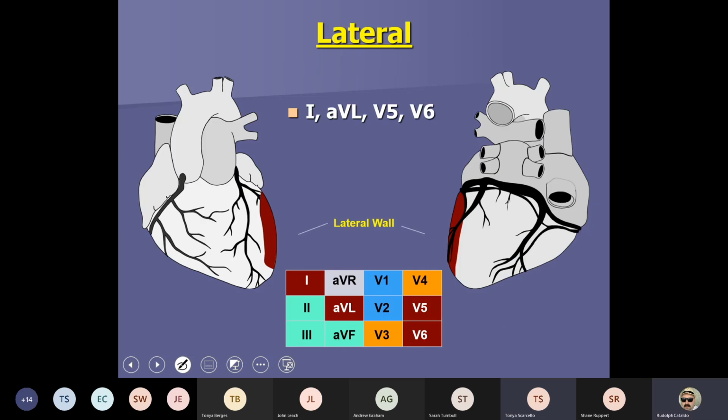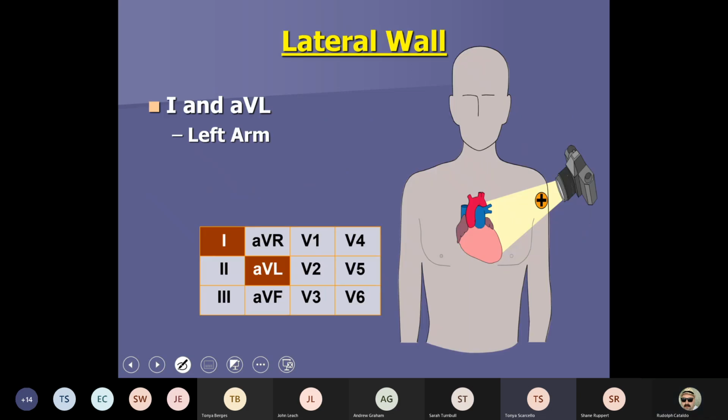So, inferior wall MI obviously looks at the right coronary artery. We have the opposite side, which is our lateral, which looks at our left circumflex. That's our artery here that wraps around. LCX is how it's abbreviated, left circumflex. Here we are looking at leads 1, AVL, V5, and V6 for potential LCX involvement. That's how the camera view is essentially looking at that.